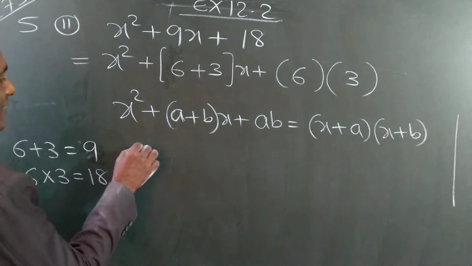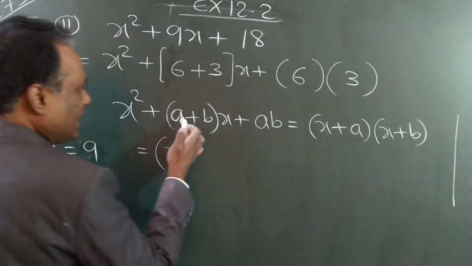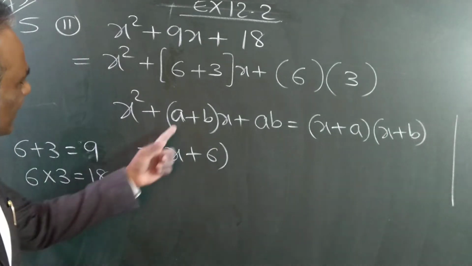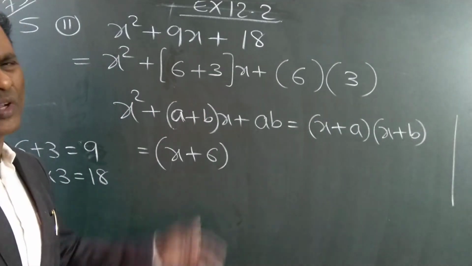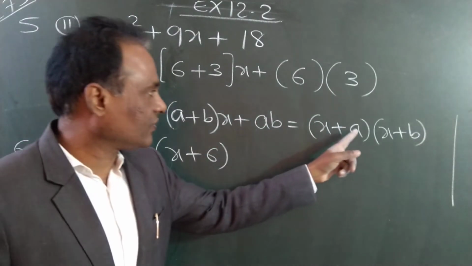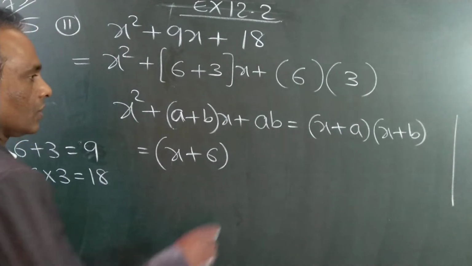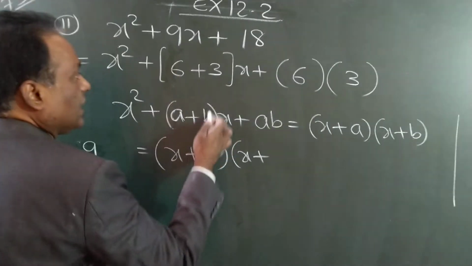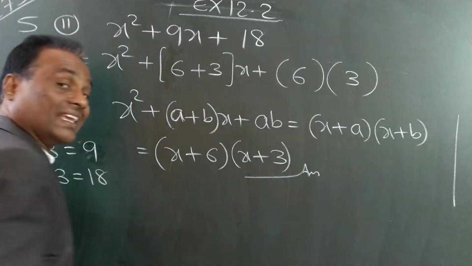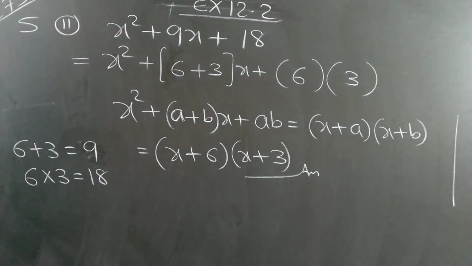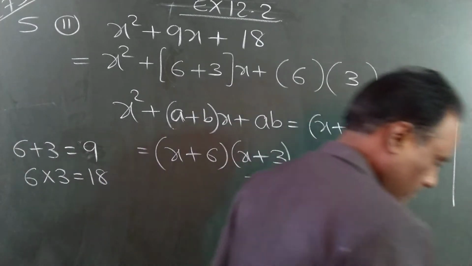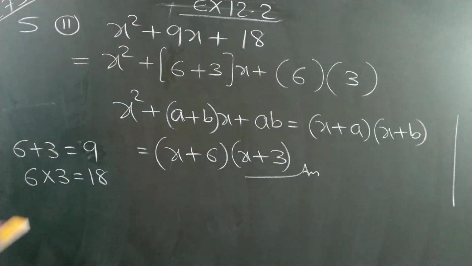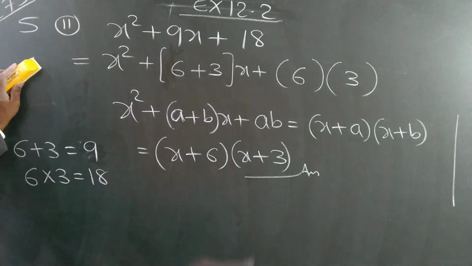Use that identity. So, what is the answer? x plus a. a means 6. Anyway, you can take a is equal to 3 also, b is equal to 6. Any order you can take. a is equal to 6, x plus a, x plus 6. x plus b, b is 3. Like this we have to find. Over? Write down the answer.